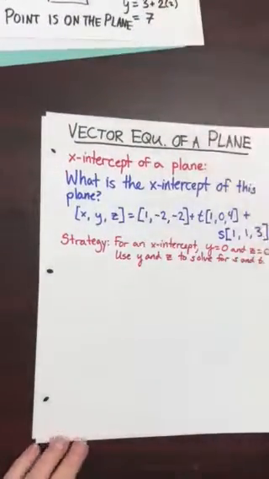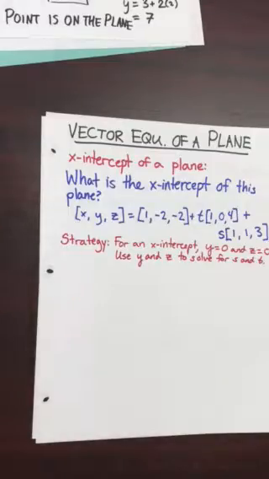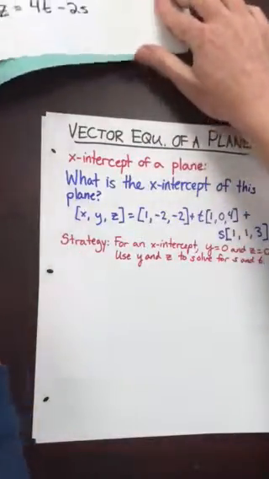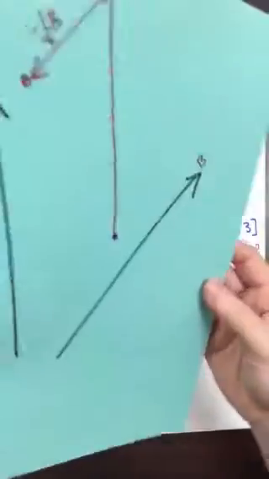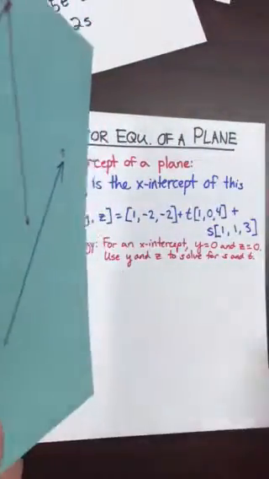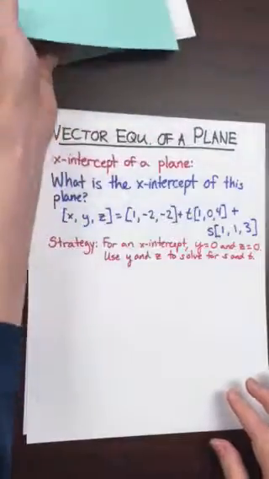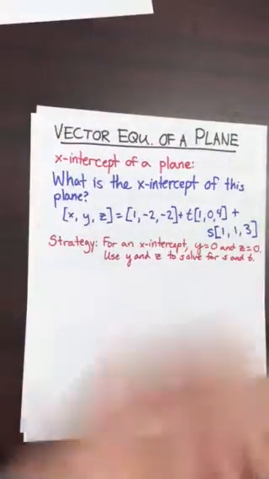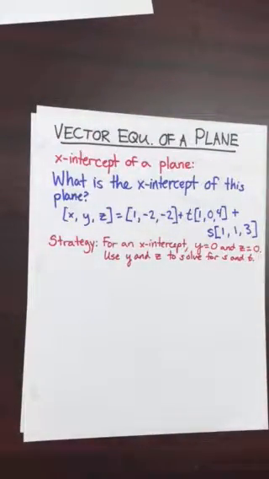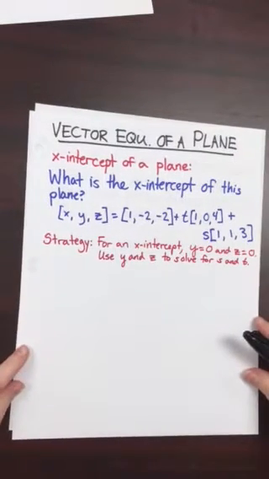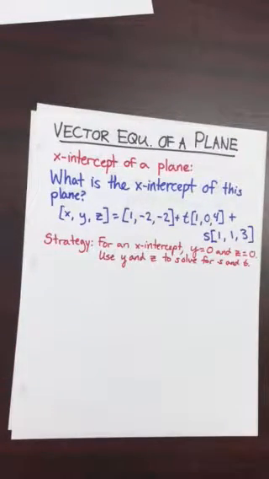Planes have x and y intercepts, right? So if you imagine a plane here, my plane is going to cross the x-axis at some point. It'll sort of stab through the x-axis. Sometimes it might go parallel to the x-axis, in which case it won't necessarily cross, but most planes are going to have an x-intercept, a y-intercept, a z-intercept. So how do we find that?